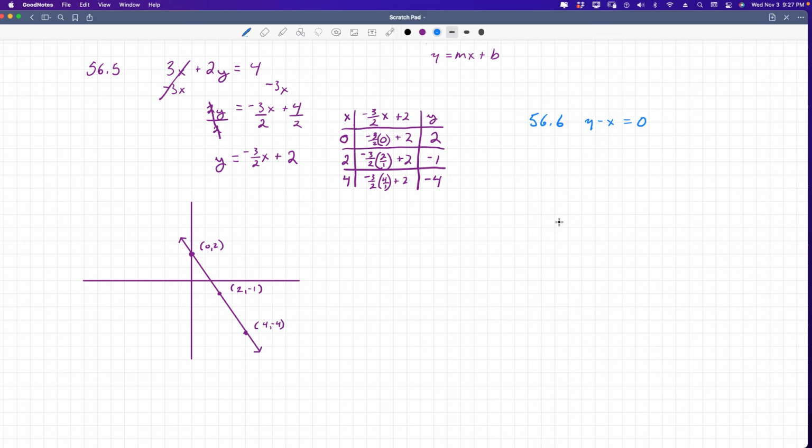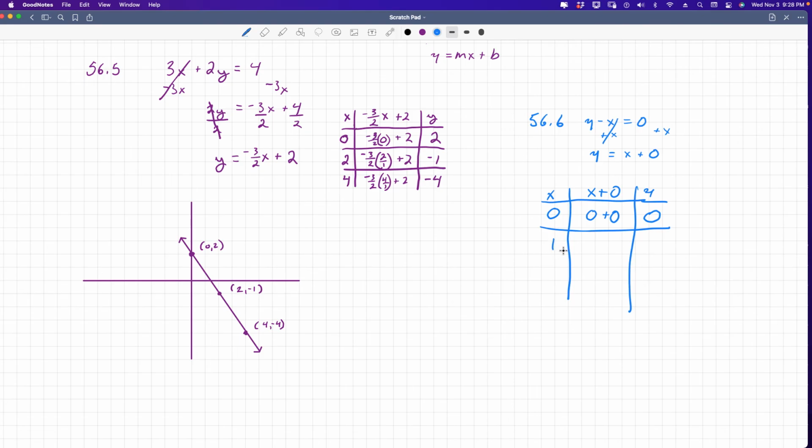Well, this is not in the right format. We need y, and we're going to add x to both sides. So this is going to cancel. This is going to equal x plus 0. Well, that tells me that our first point is going to be 0, 0. Right? Let's try it out. Here's our x. x plus 0. Here's our y. So the first point is 0. x plus 0. 0 plus 0 is 0.